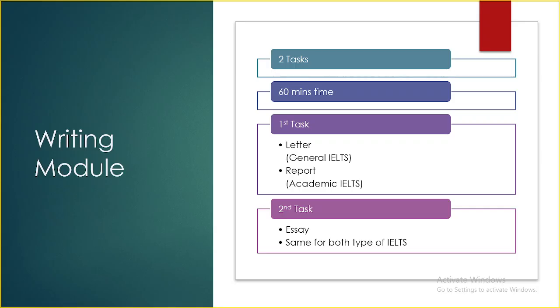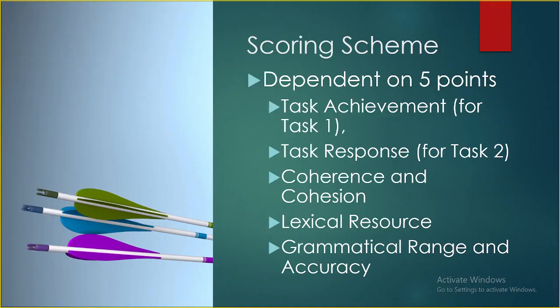The first task, if you are attempting the general IELTS, would be a letter, and the first task in case of academic IELTS would be a report. The second task is an essay, and it is the same for both types of IELTS. Whether you are giving the general or the academic IELTS, you have to write an essay. It's mandatory. So let me revise the scoring scheme.